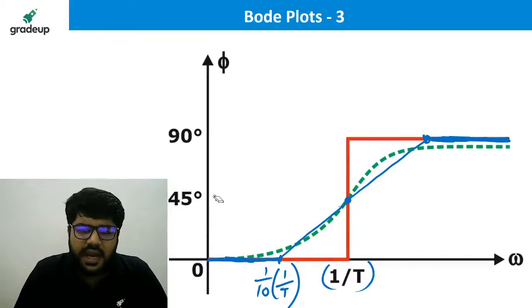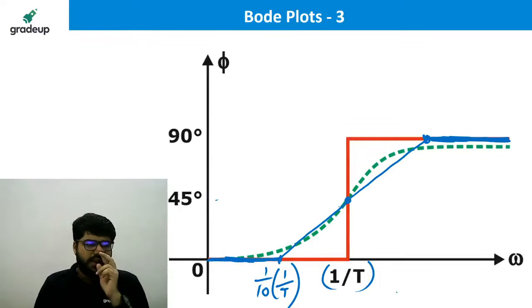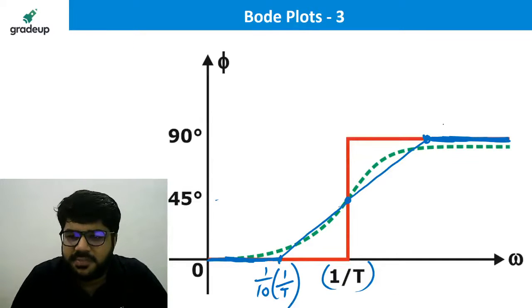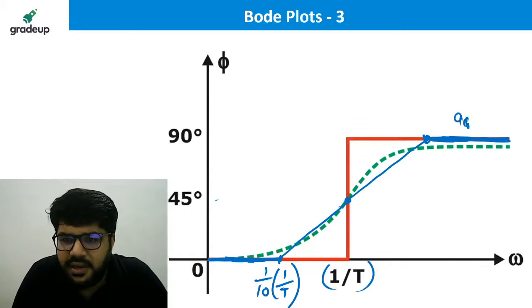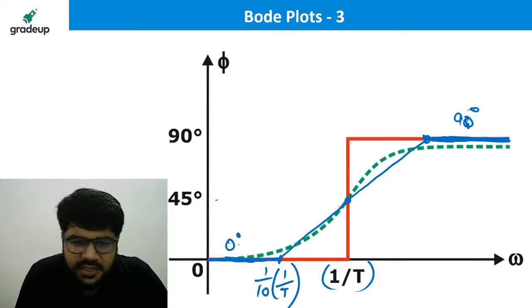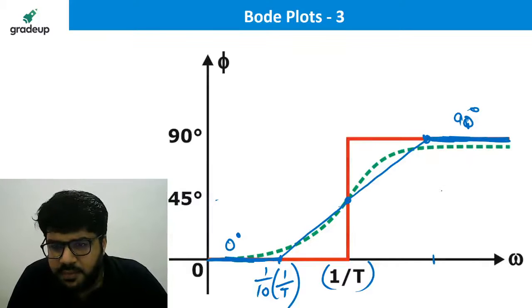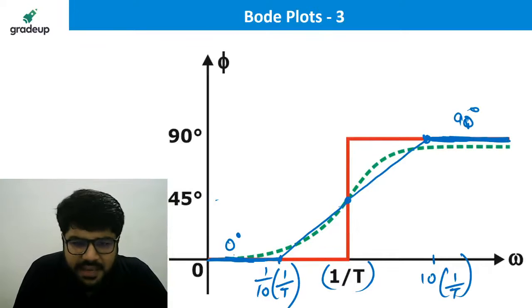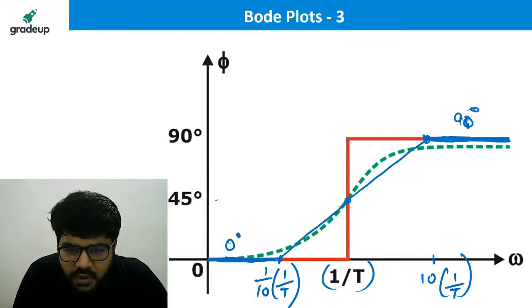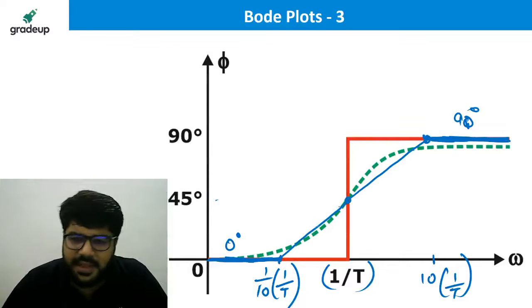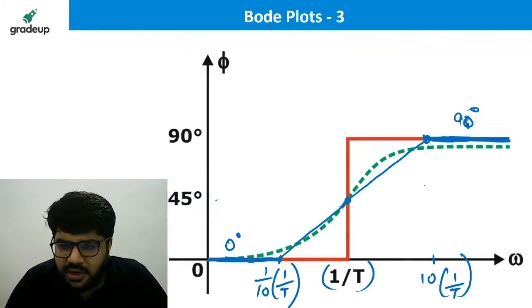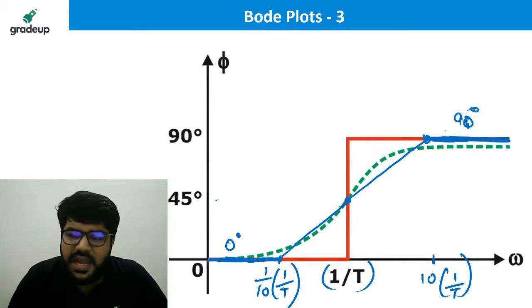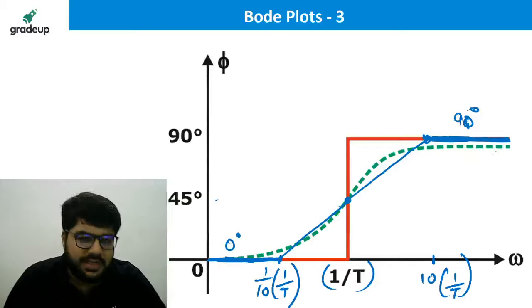And then follow the high frequency asymptote. This is my high frequency asymptote, the 90-degree line, and the 0-degree line is known as the low frequency asymptote. Up to 1/10 of the corner frequency, I am at the low frequency asymptote. Then I change the phase linearly, through a straight line, up to 10 times the corner frequency, whatever may be the 10 times value, and then follow the high frequency asymptote.